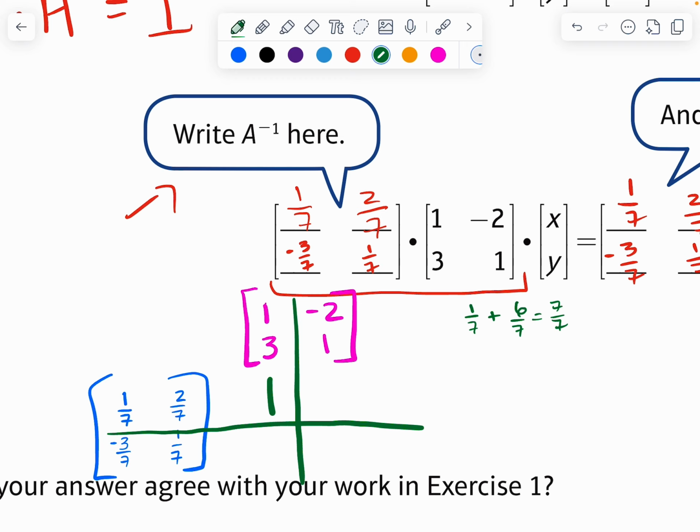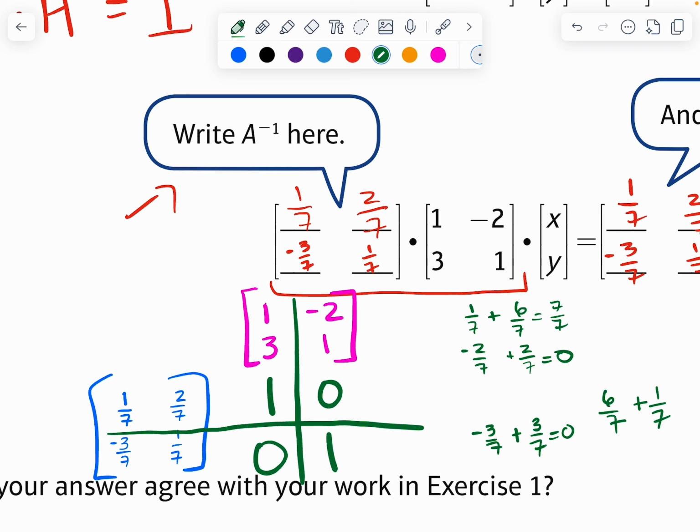Then I'm going to take 1/7 times negative 2 and get negative 2/7 plus 2/7. And that's going to get me 0. And then I'm going to go on the bottom and do negative 3/7 plus 3/7. That'll get me 0. And then I'm going to do 6/7 plus 1/7. That'll get me 7 over 7.